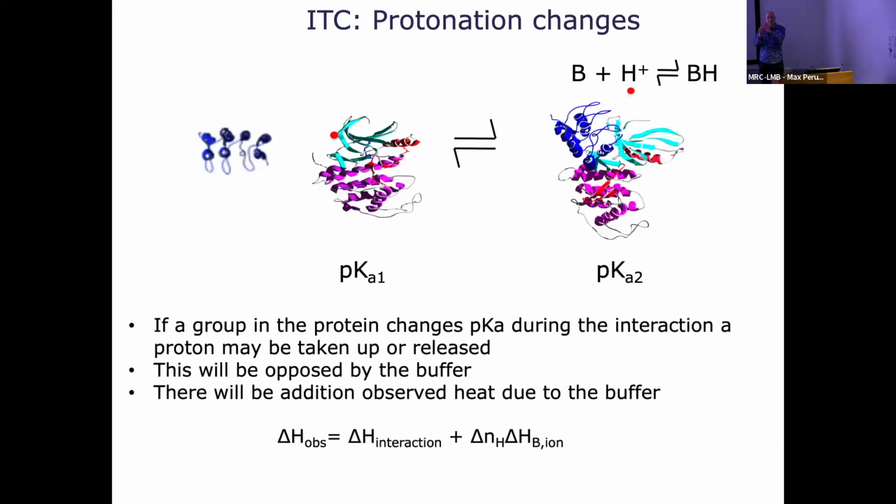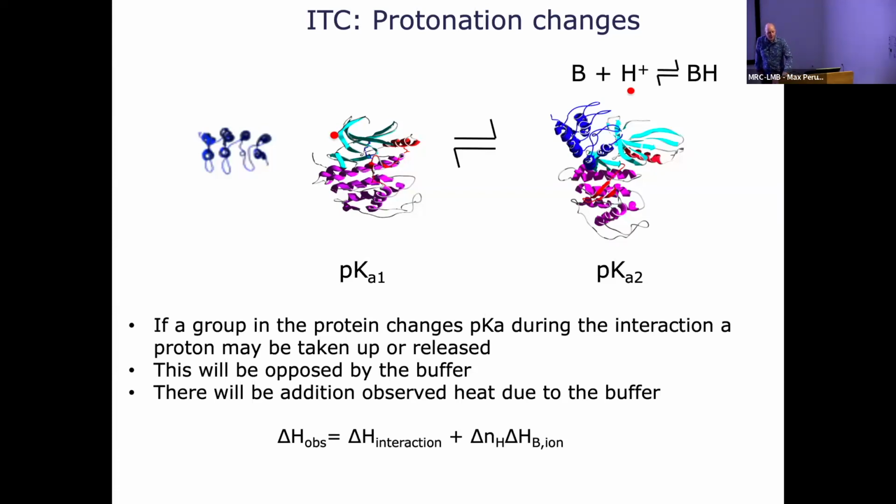Okay, this is another thing that happens during reactions. Imagine you're forming an interface. And of course, residues within that interface, the pKa may actually change upon forming that. So what happens if you're at one pH and then you get a change in pKa of the protein? Well, you might get a proton released, and that's going to change the pH. The buffer is going to oppose that. So on the top there, you're going to have another reaction. And so the actual observed heat down at the bottom is not only going to contain the interaction heat, but also the ionization heat.